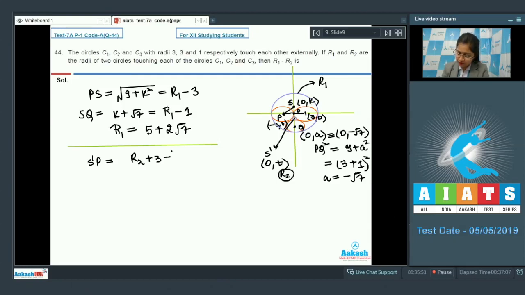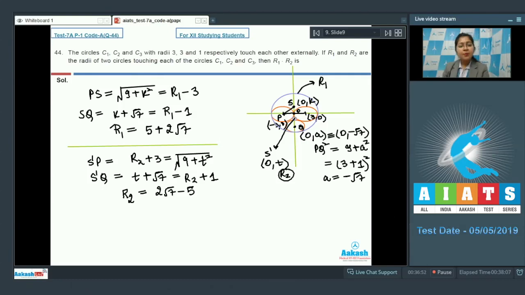Also it can be written equal to under root of OP square, that is 9, plus OS dash square, that is T square. Also, in a similar manner, we can find S dash Q, which will be equal to T plus root 7. Also it can be written equal to the sum of the radii of both circles, that is R2 plus 1. So from these two equations we will find the value of R2, that will be equal to 2 root 7 minus 5.